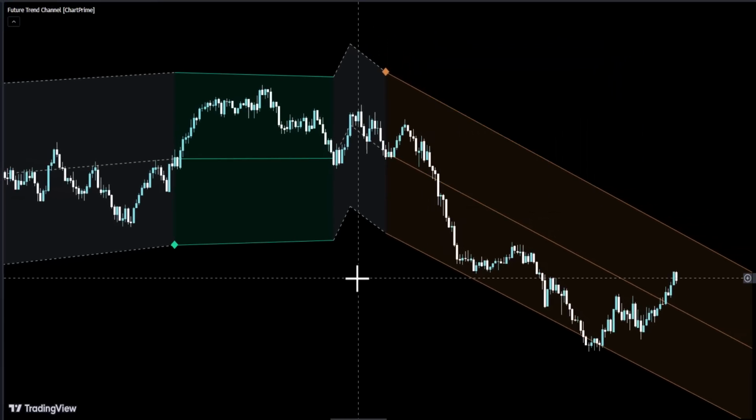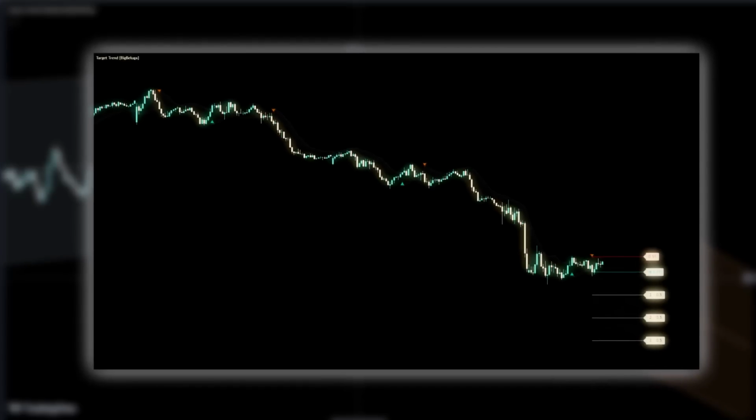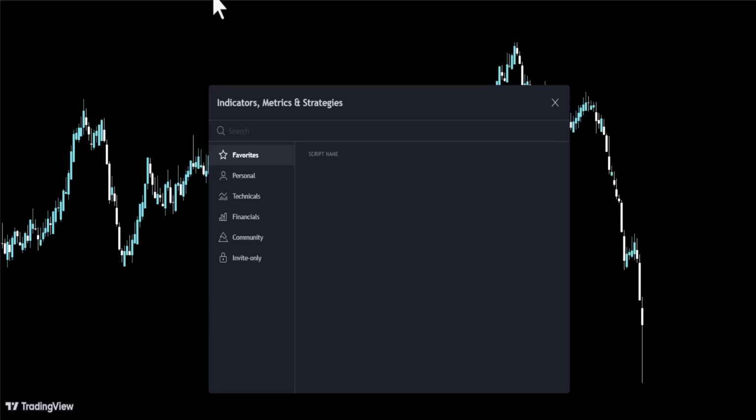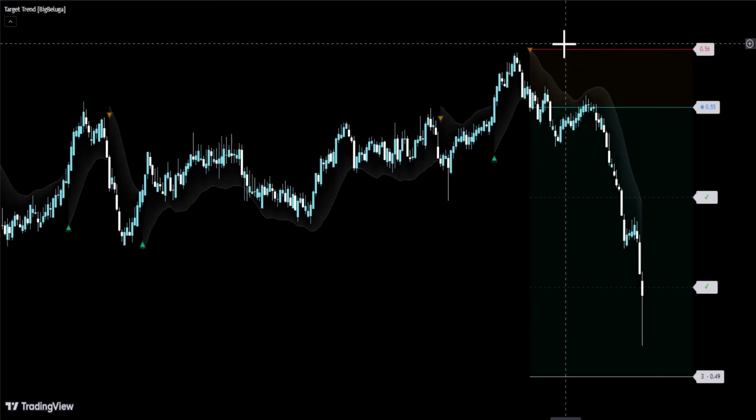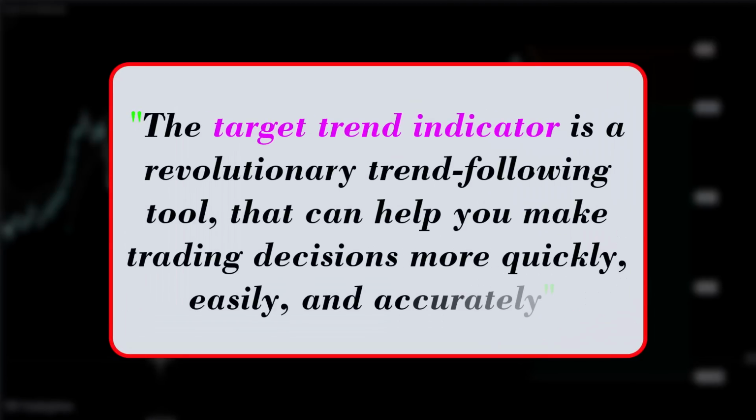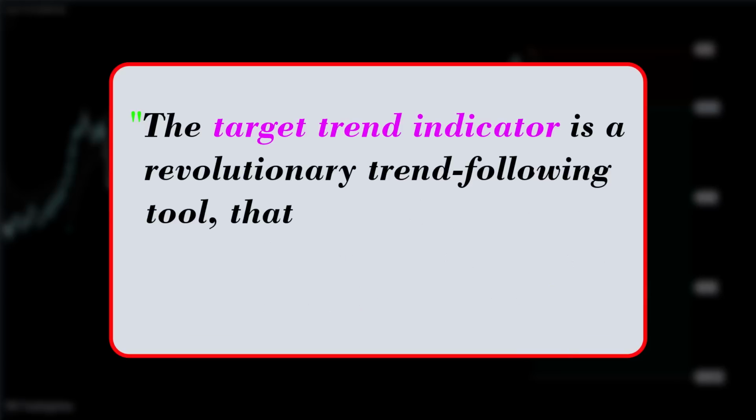Now moving on to the third indicator on my list. This indicator is called the Target Trend by Big Beluga. To add the indicator to the chart, simply go to the Indicator tab and search for Target Trend, and then click on this one. Now the Target Trend indicator is a revolutionary trend-following tool that can help you make trading decisions more quickly, easily, and accurately.